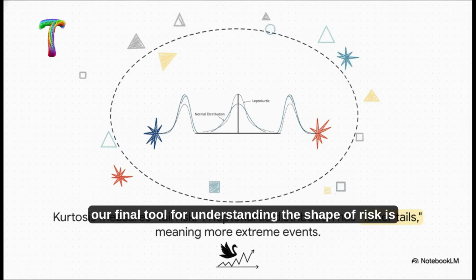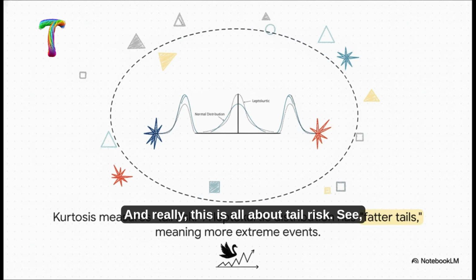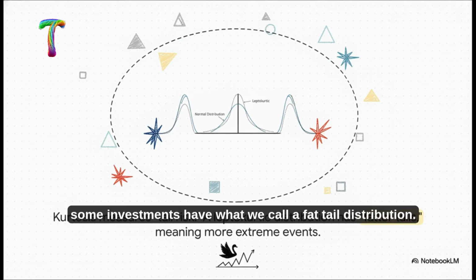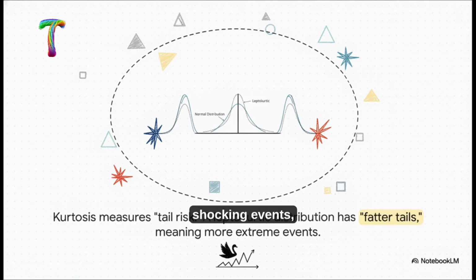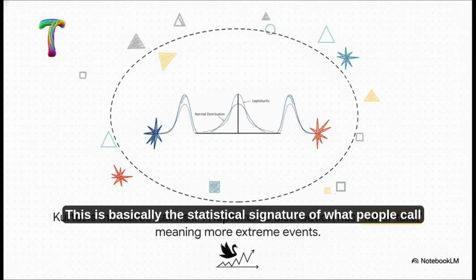All right, our final tool for understanding the shape of risk is called kurtosis. And really, this is all about tail risk. See, some investments have what we call a fat-tailed distribution. That just means they have a much higher chance of extreme, shocking events, both good and bad, than you'd normally expect. For anyone managing risk, this is a massive red flag. This is basically the statistical signature of what people call black swan events. Those things nobody sees coming.